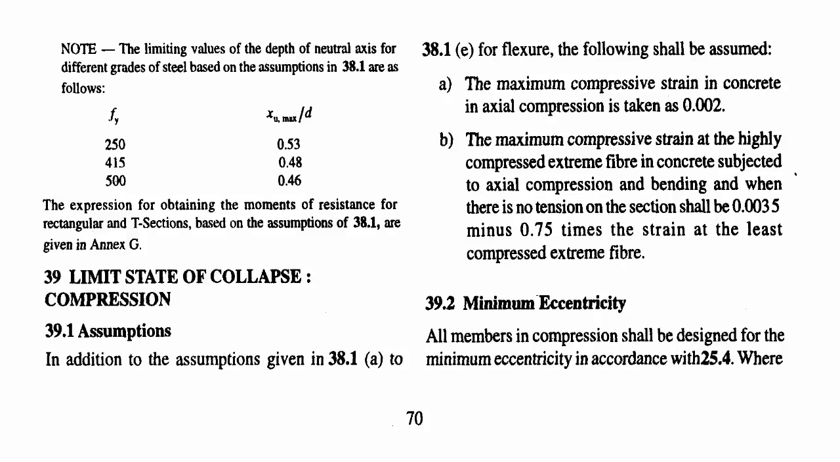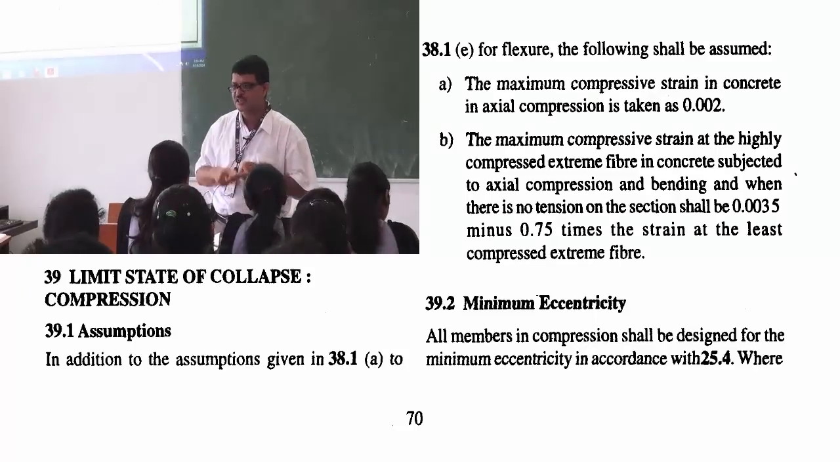Then there is another clause: the maximum compressive strain at the highly compressed extreme fiber in concrete subjected to axial compression and bending. The two cases we have seen. One is columns subjected to axial compression. Number two, axial compression plus bending. Bending may be in one axis, bending may be in both axes. Those are the two cases.